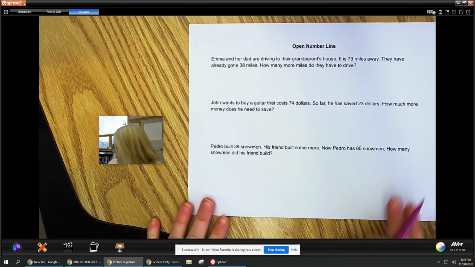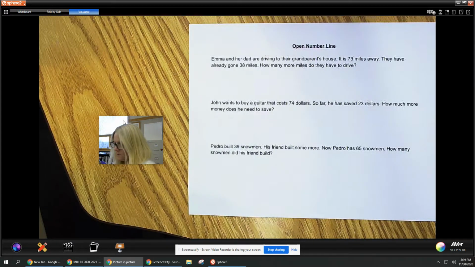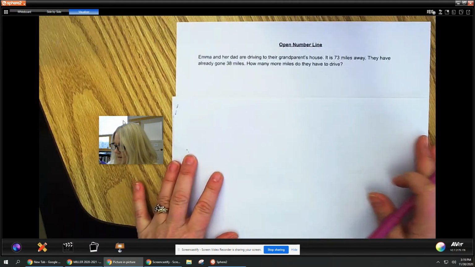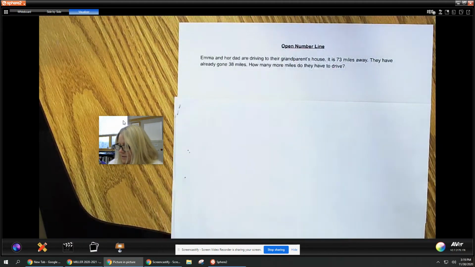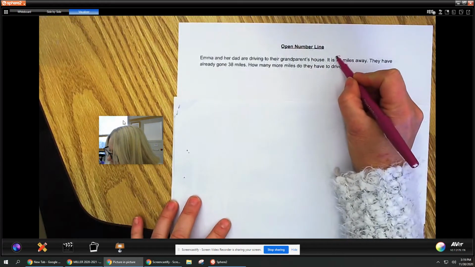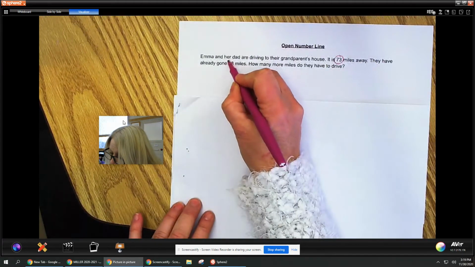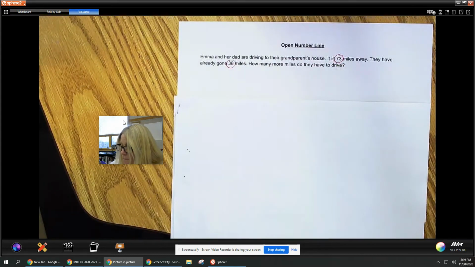answer. So I'm going to start with this first one, which says, Emma and her dad are driving to their grandparents' house. It is 73 miles away. They have already gone 38 miles. How many more miles do they have to drive?